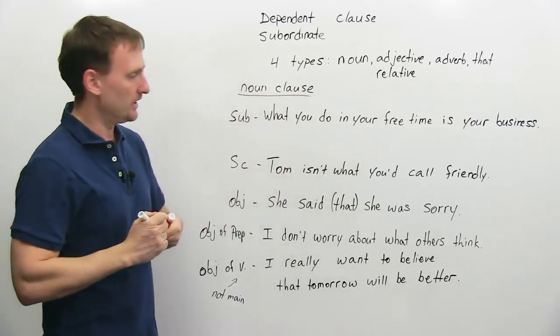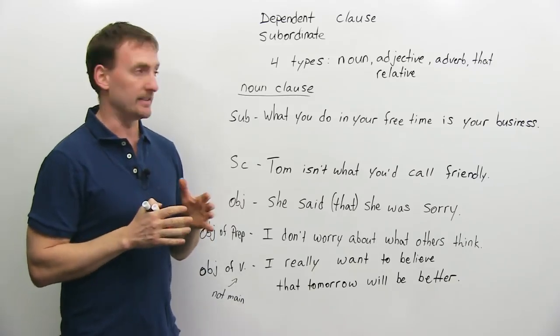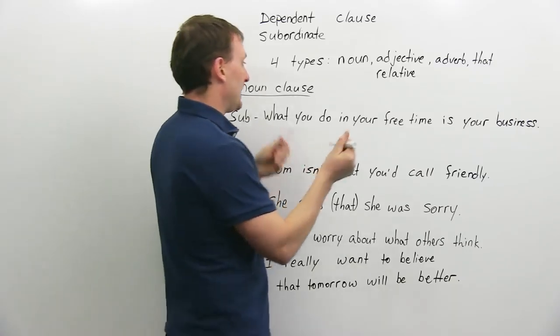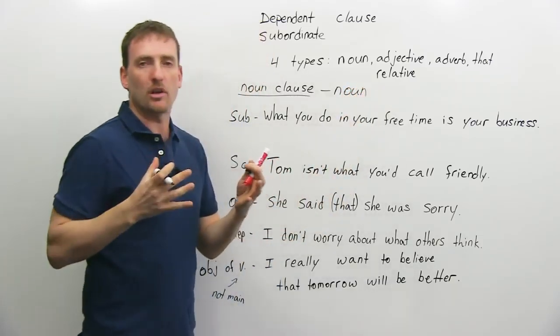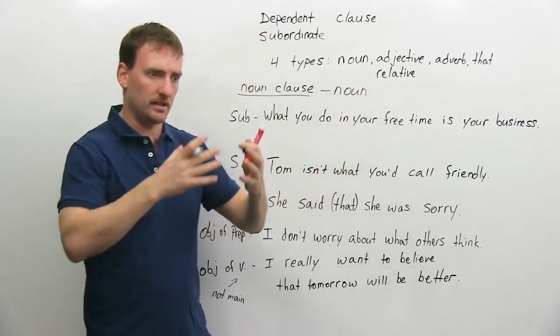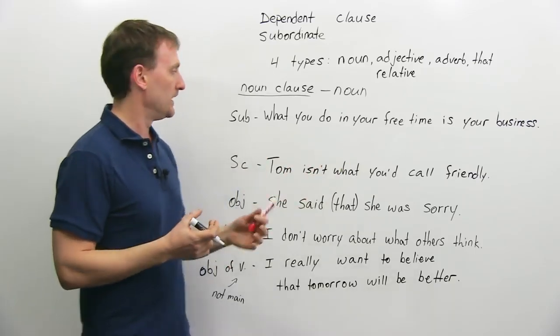What is a noun clause? First of all, a noun clause has a specific function in a sentence. It is used just like it's called. It's used like a noun. You think of a noun clause as you would a noun, except that it's a clause. There's a subject, there's a verb, there's other pieces to it.